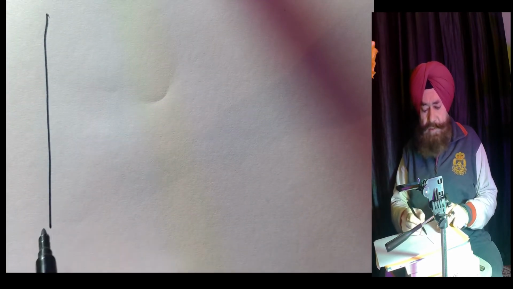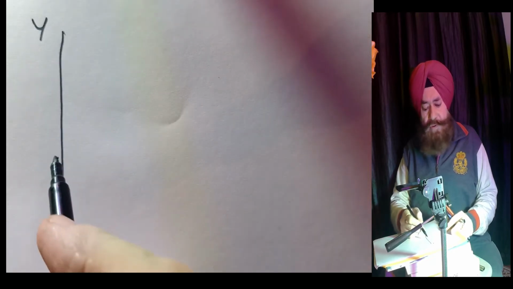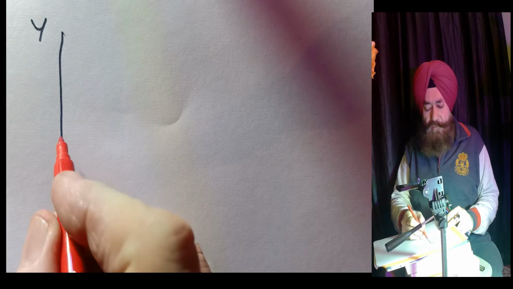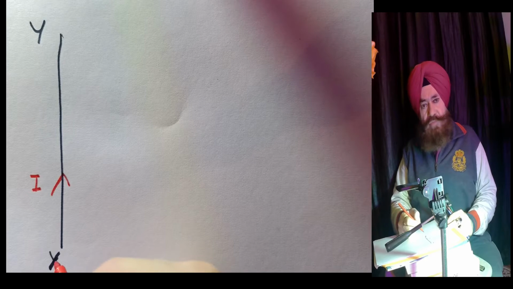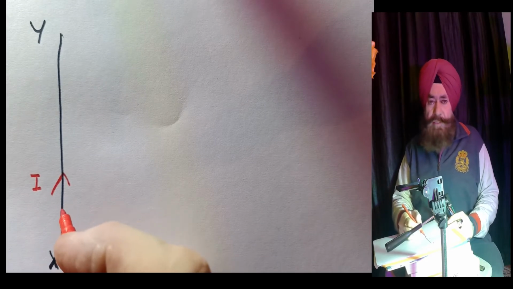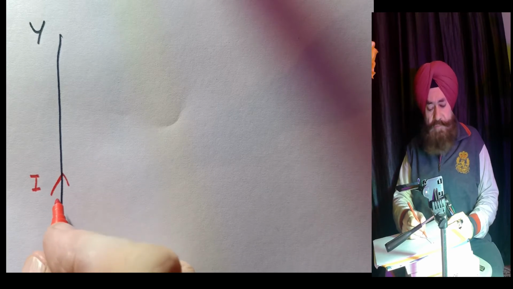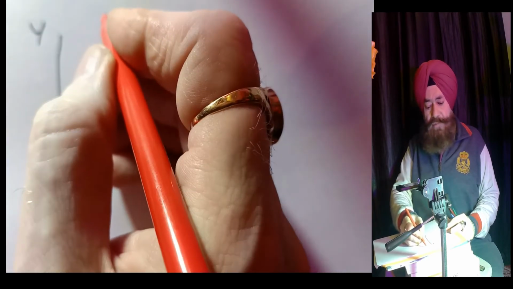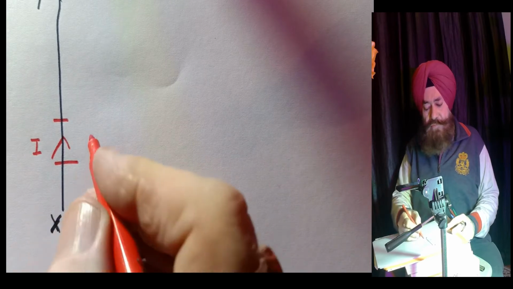let it be from X to Y. This is the length of my conductor through which some current is flowing, and let the current flowing be equal to I. Okay. I consider a very small current element, I mean to say current into length, I mean to say I dl.